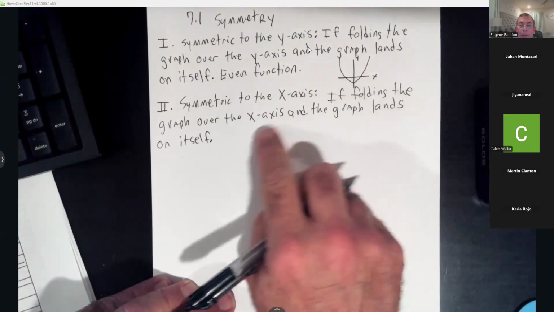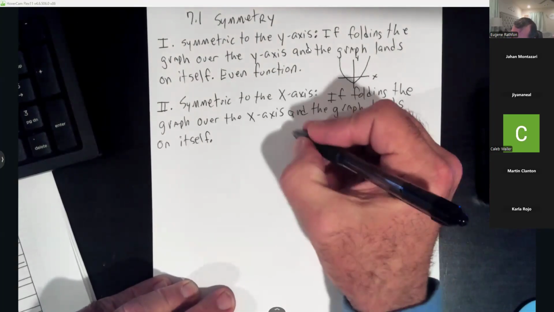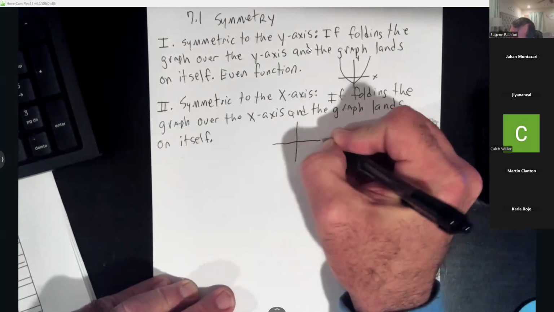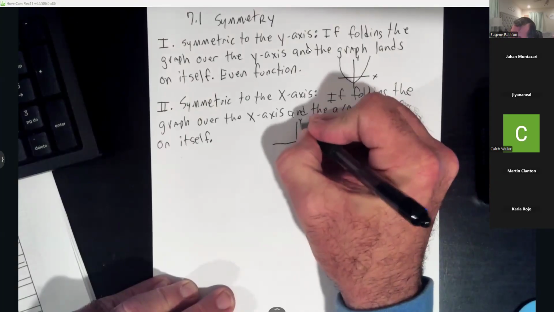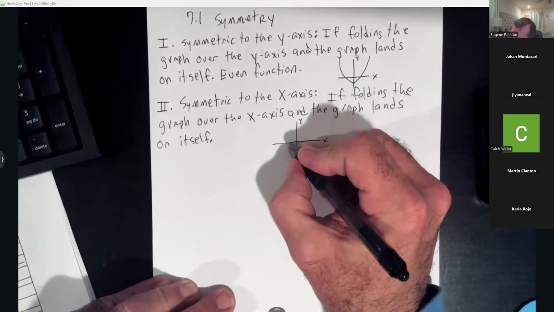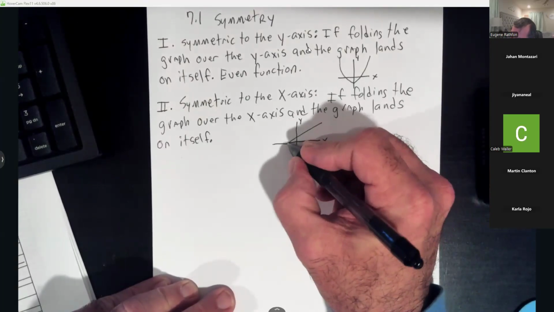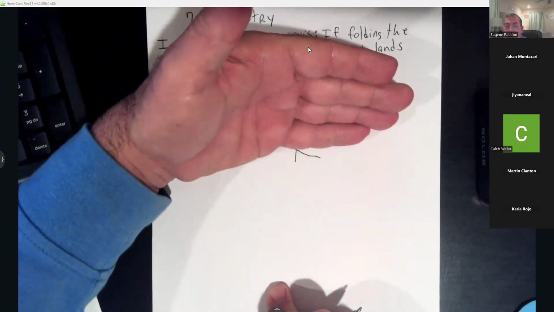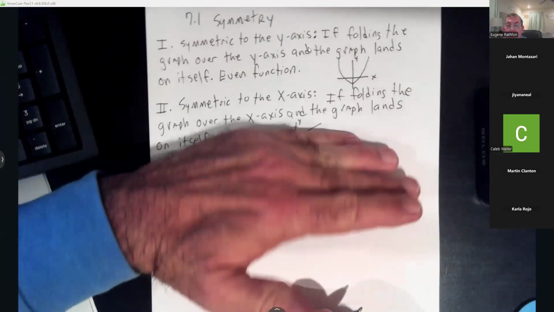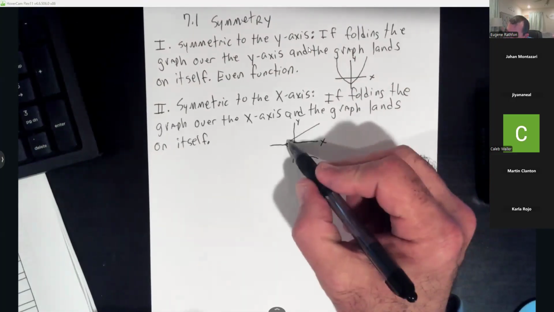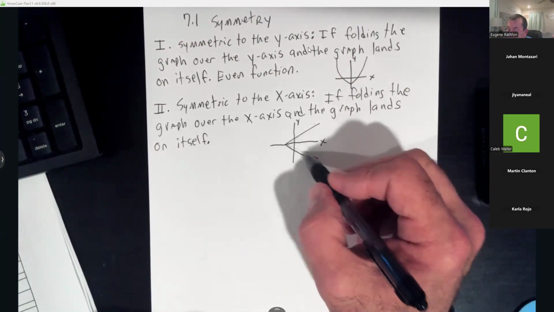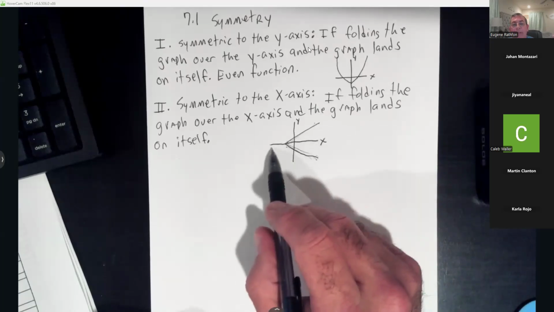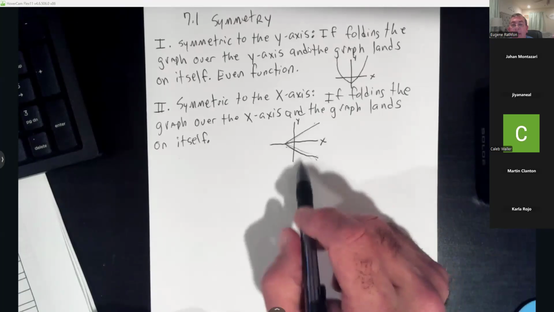A picture of an x-axis symmetry would be a graph that sort of does like this. If I was to take this graph and fold it across that x-axis, the top part of my graph would land on the bottom part of my graph. So basically, the x-axis is cutting it in half.